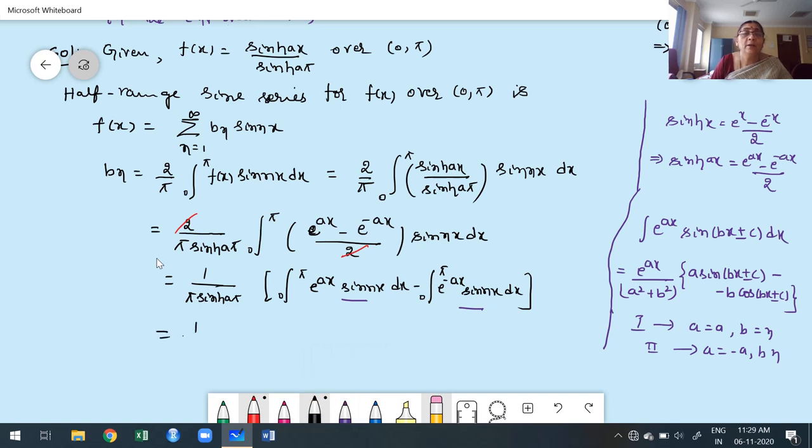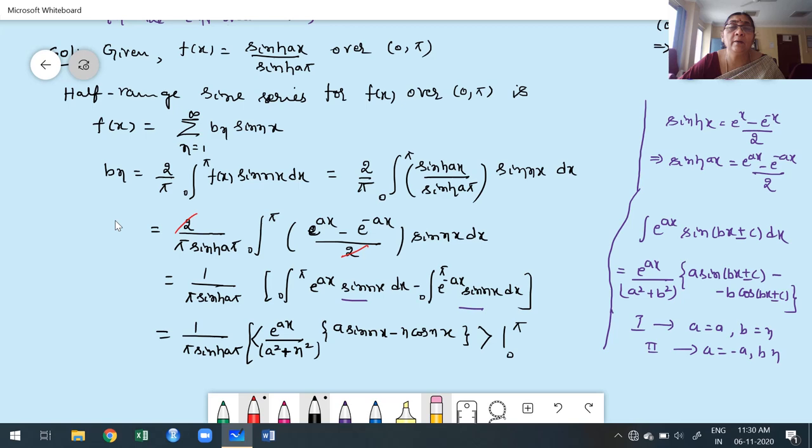1 by pi into sine hyperbolic of a pi, of e power of ax divided by a square plus n square, of [a into sine nx minus n into cos nx]. Better to keep the limits separately, 0 to pi.